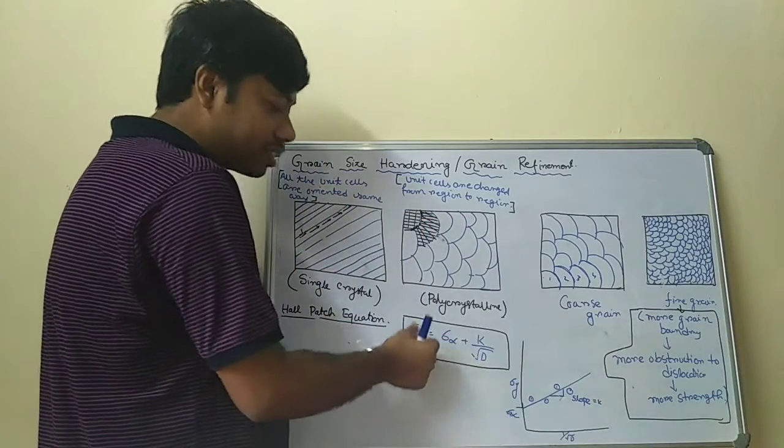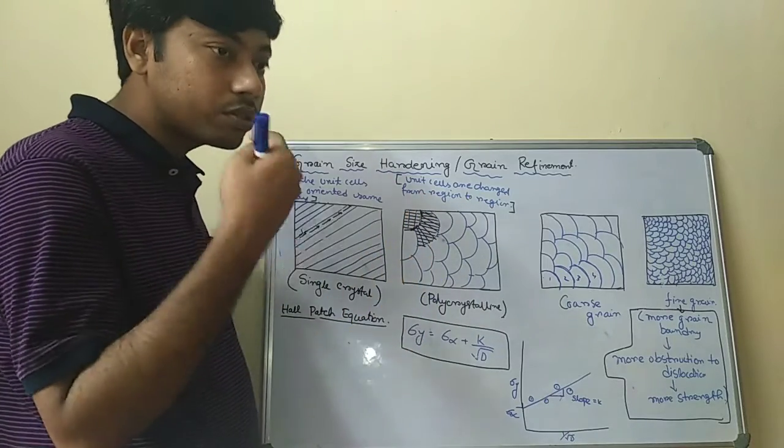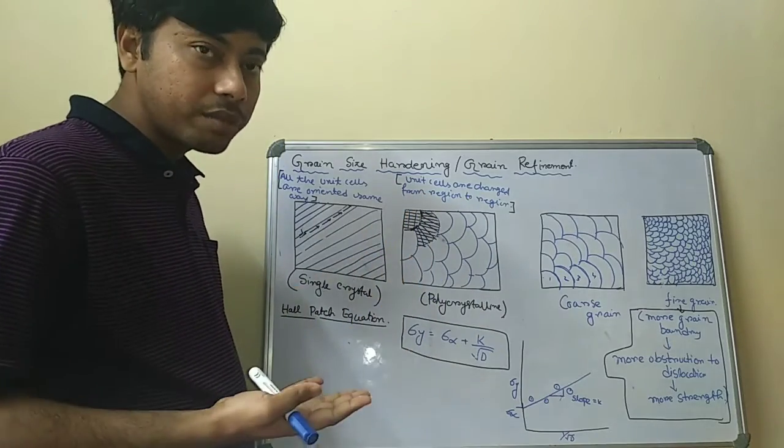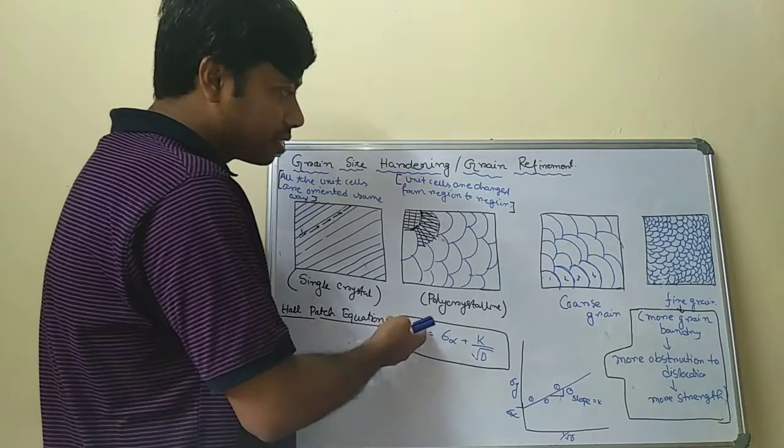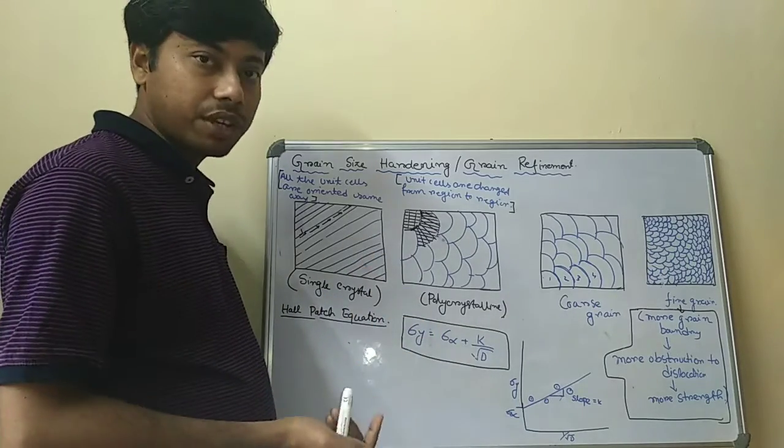Now in this case, yield strength is very high because there are more obstacles to dislocations, because there are more grain boundaries, and this will help you understand the grain size hardening or grain refinement phenomena.